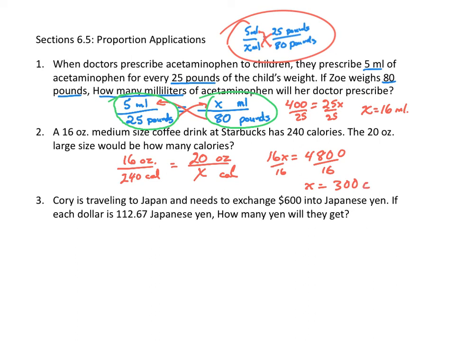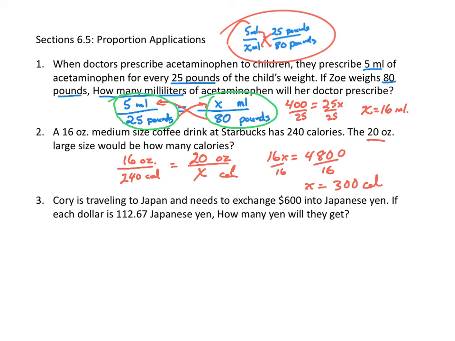And make sure your answer makes sense. All right, it's a bigger drink, 20 ounces. It should be more calories, so 300 calories, that's more. So that makes sense. Okay, let's try the last one. Corey's traveling to Japan and needs to exchange $600 into Japanese yen. If each dollar is 112.67 Japanese yen, how many yen will he get? Oh, okay, a good question.